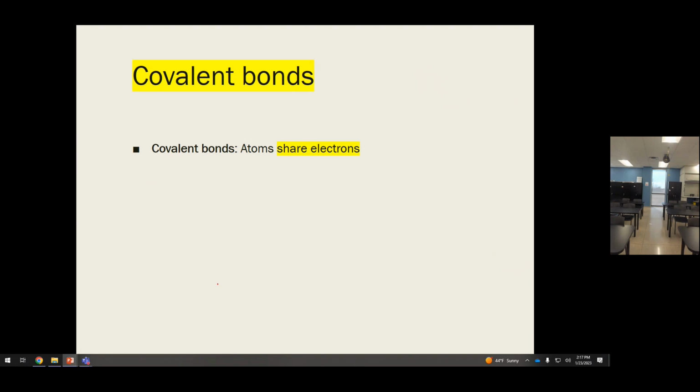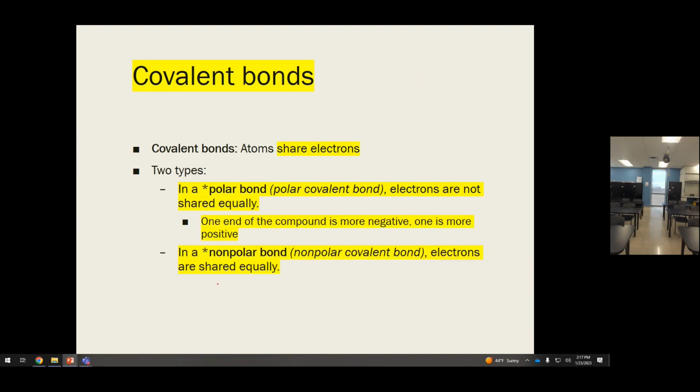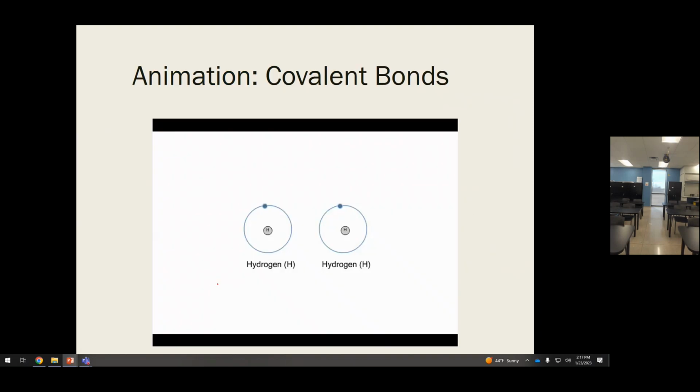Covalent bonds. These are when atoms share electrons. The word co means together. There are two types of covalent bonds, polar and non-polar. In a polar bond, electrons are not shared equally, which makes the molecule polar. That is, one end is a negative pole, it's more negative, and the other end of the molecule is more positive. It is a positive pole. In a non-polar bond, electrons are shared evenly. That means their positive and negative charges are distributed evenly throughout the molecule.